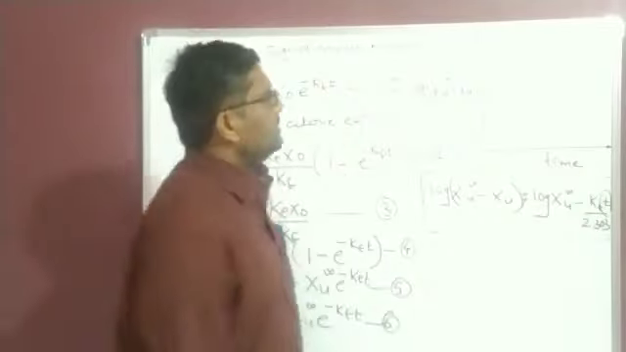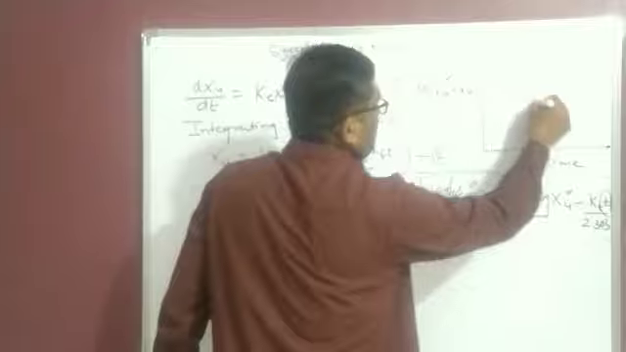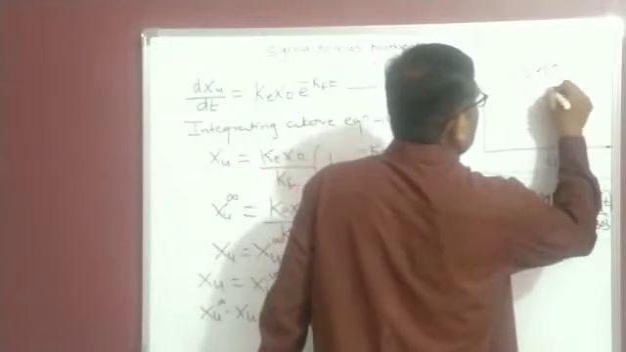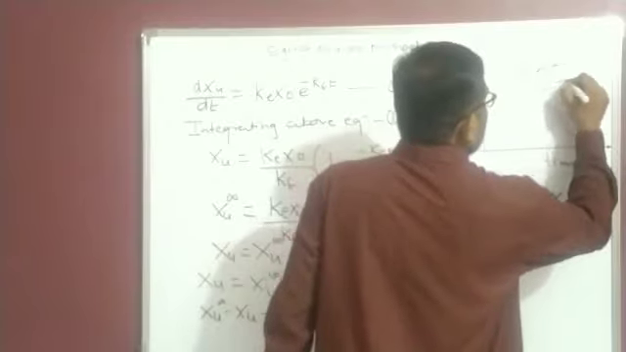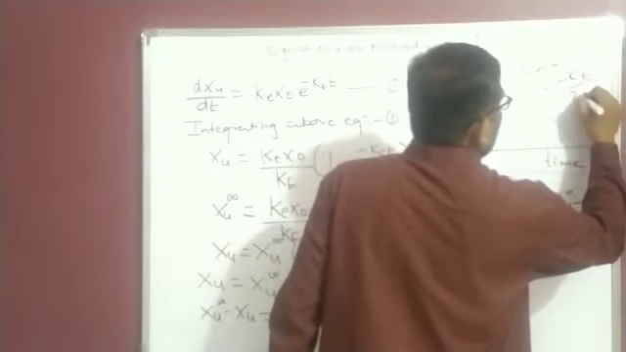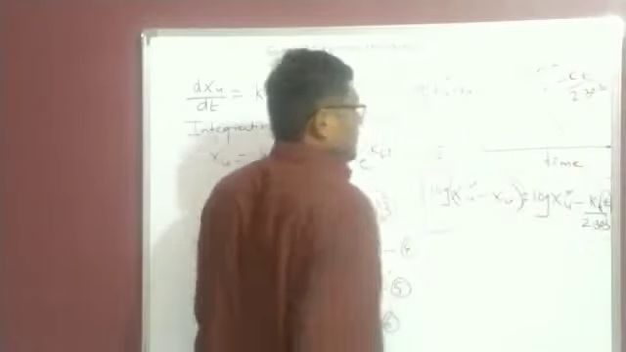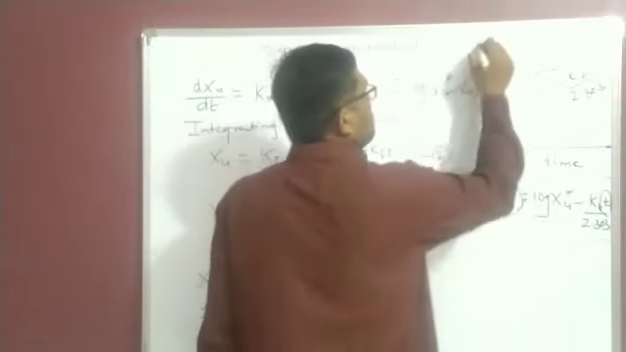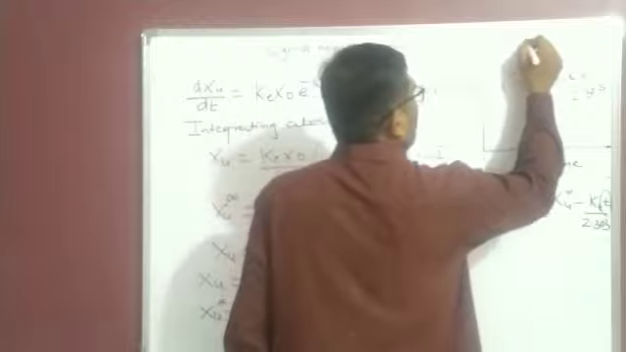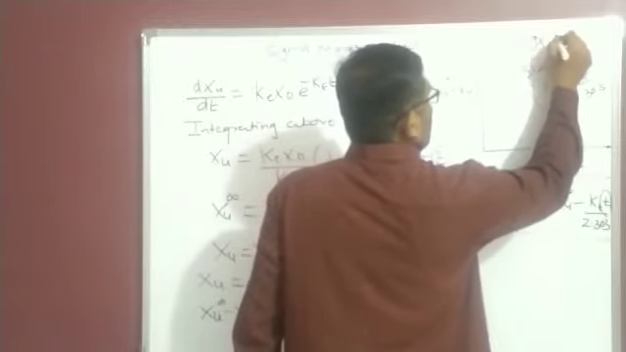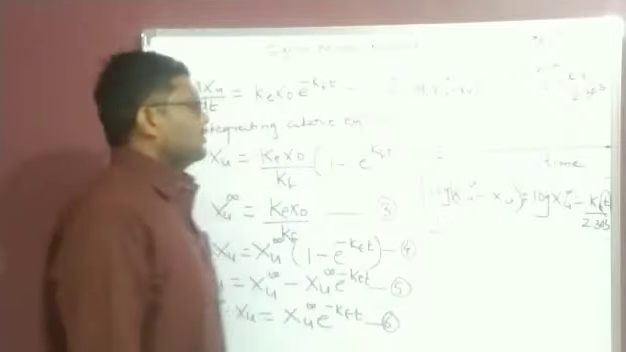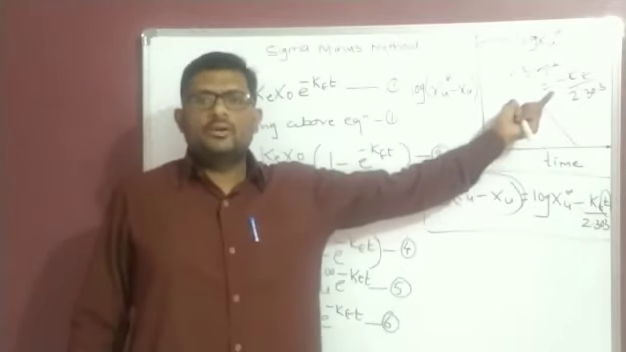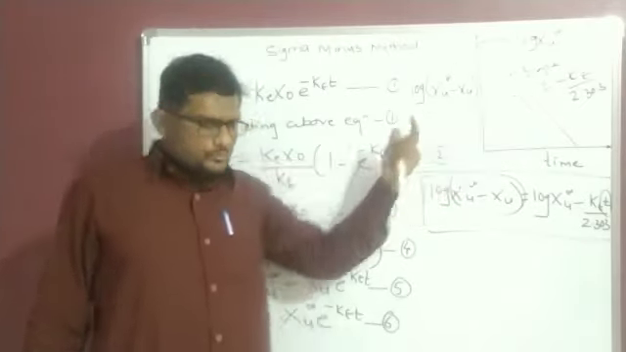In this case you will get a straight line. The slope of this line will be minus ke divided by 2.303, and from the intercept on the y-axis you can obtain log of Xu infinity. So in this way you can determine the elimination rate constant.